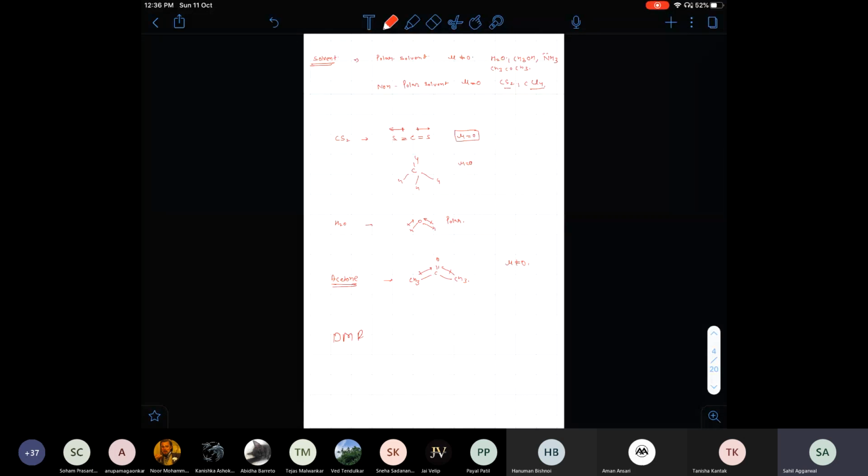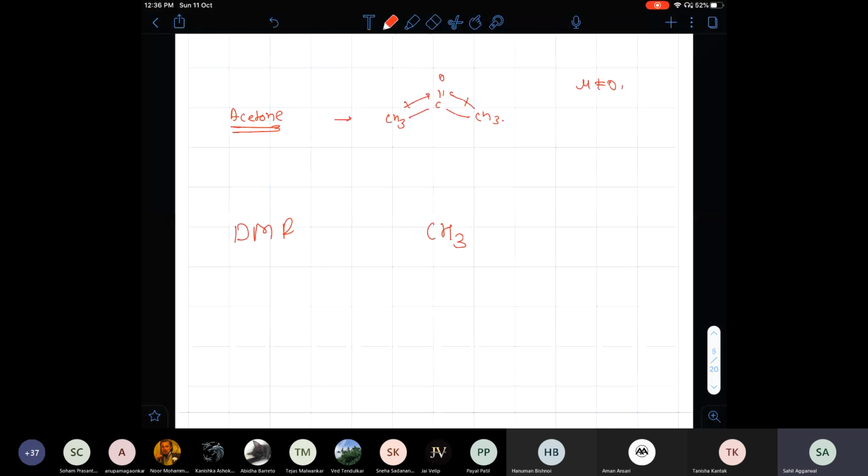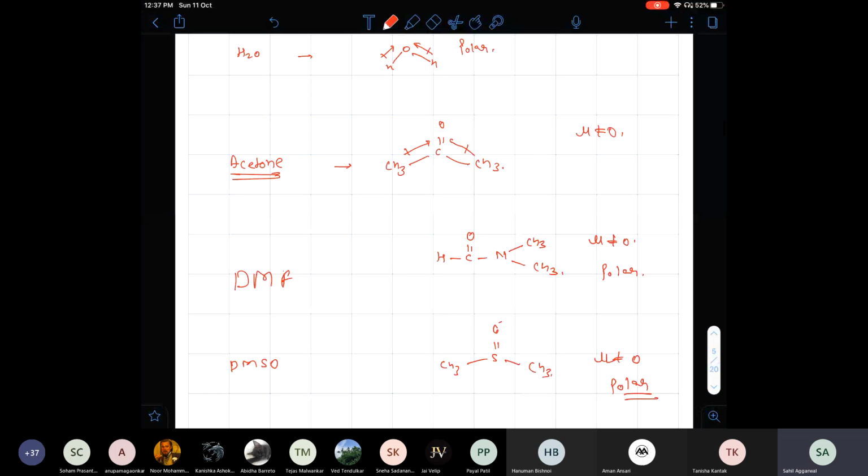Then there are two important ones: DMF, dimethyl formamide, this will also be polar, and DMSO. This is exactly like acetone, just carbon is replaced by sulfur. So this is also polar. Understood?